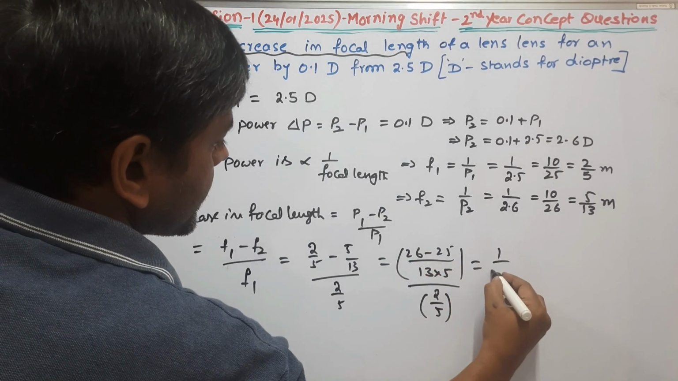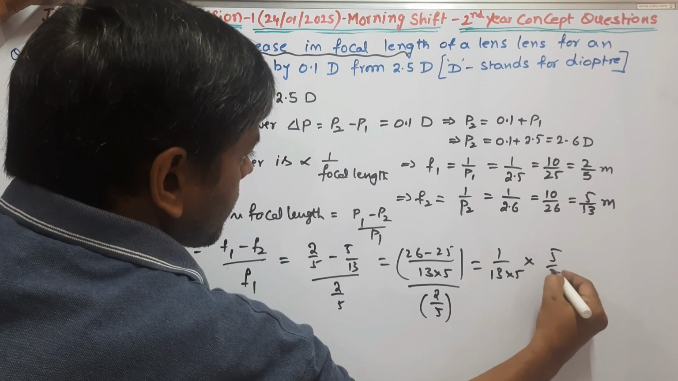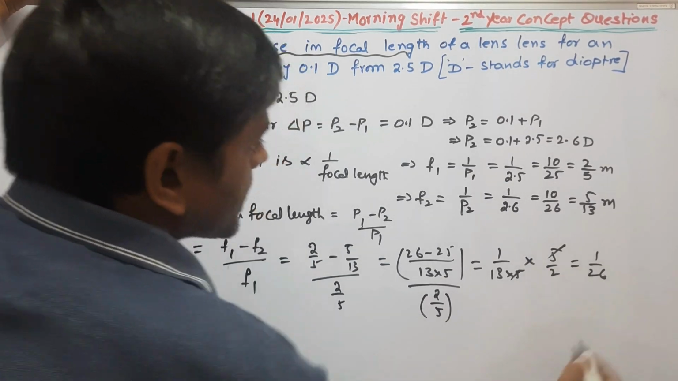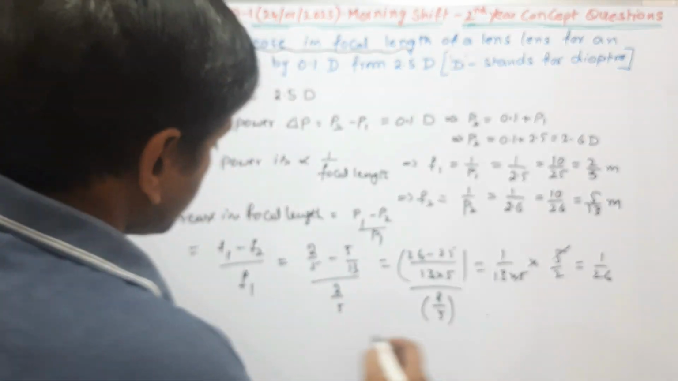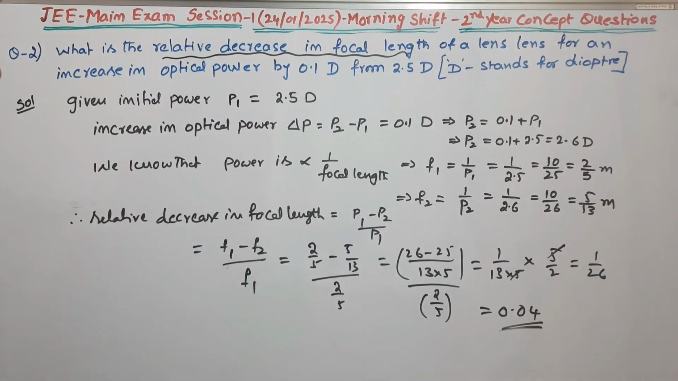So, 1 by 13 into 5, when it goes to the numerator, 5 by 2, this 5 is cancelled. That means 1 by 26. 1 by 26 means 0.04. That's it. It has no units because it is related to focal length. Okay, right.